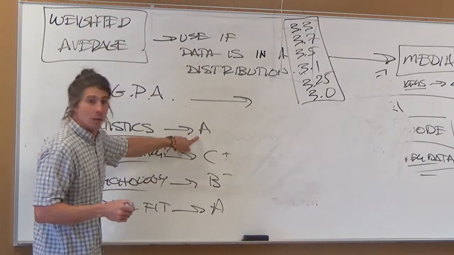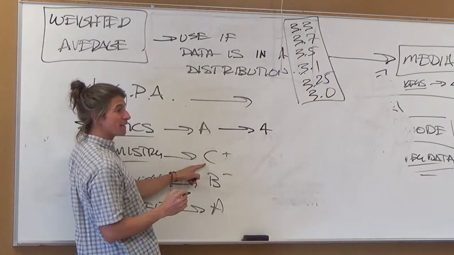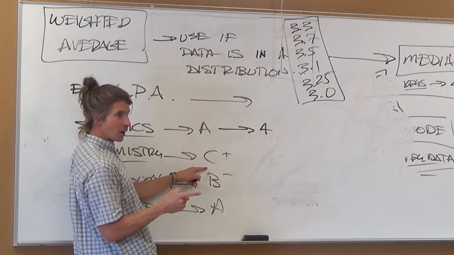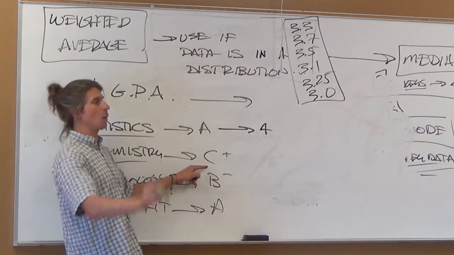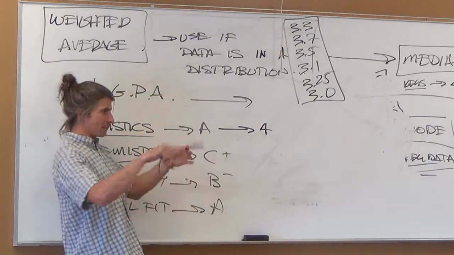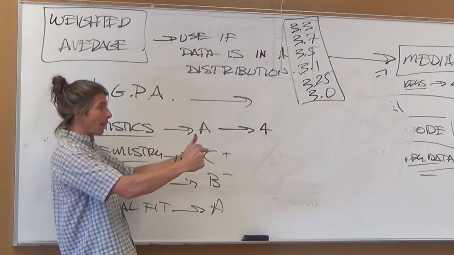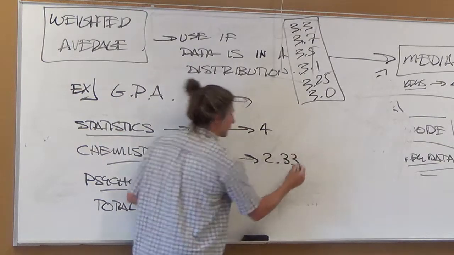They call A's 4s. They call C pluses 2.33s, I think. An A is a 4, a B is a 3, a C is a 2, a D is a 1, and an F is a 0. And the pluses and minuses are thirds above and below. So a C plus is a third above a 2, which is 2.33. Oh, they have pluses?